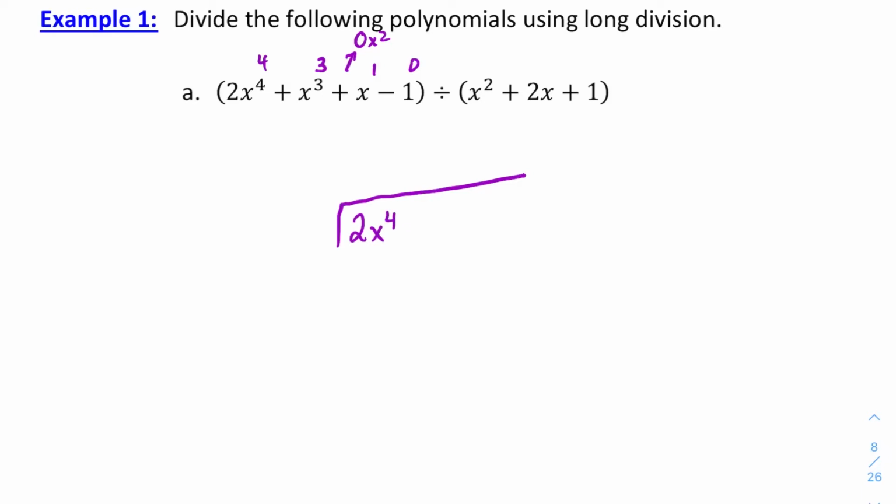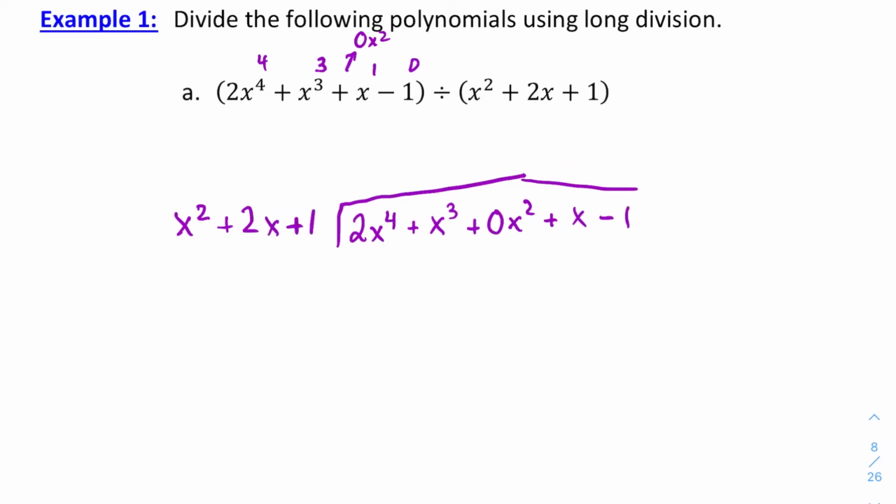If any of them are skipped over, in this case our x squared term is missing, there are 0 x squareds, I want to go ahead and write that in. That way my terms, when I line up to subtract in my division process, are actually like terms. You don't necessarily have to, but if you don't put in that placeholder of 0 x squared, you need to be super careful that you are only subtracting like terms.